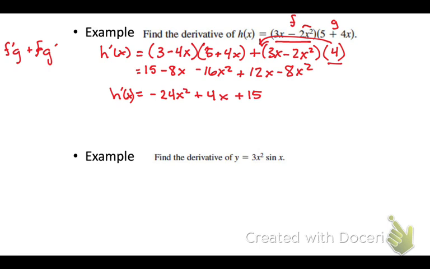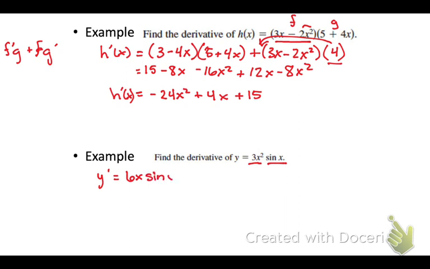Okay, we good? Yeah. Okay, so find the derivative of 3x squared sine of x. So what's f? 3x squared is f. And what's g? Sine of x. Do you need to know what is f and what is g? Yes. Okay. So y prime. Tell me what to write. It would be 9x. Nope, 6x. So just 2, not squared, just 2. And then sine of x.